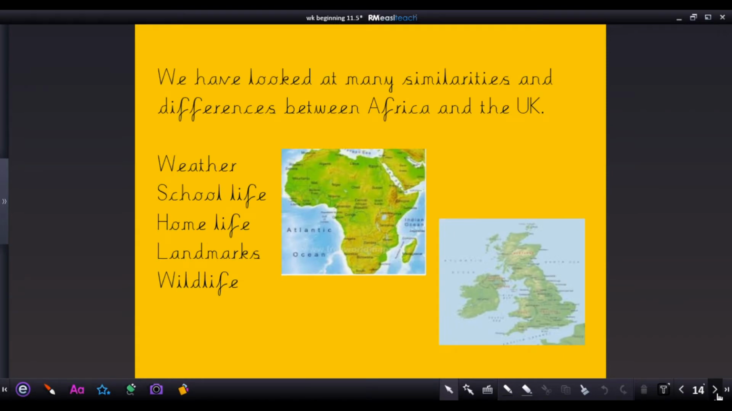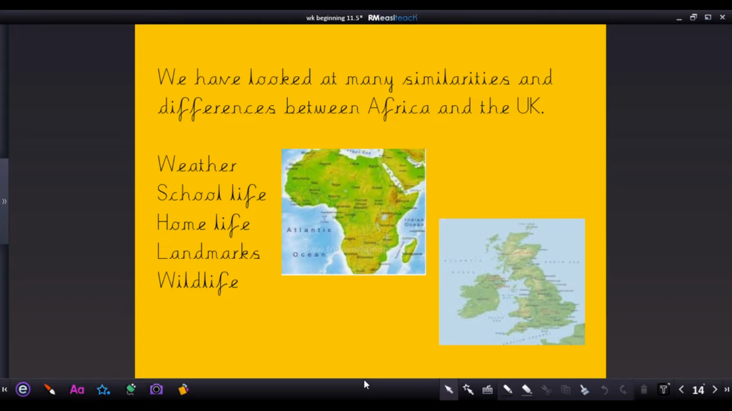We have looked at lots and lots of things that are similar, the same and different between Africa and the United Kingdom where we live. We have looked at the weather all week long. Last week we learned a little bit about their school life in Africa, in Kenya specifically, and what our school life is like. We've looked at what it's like to be at home at the village in Kenya and what it's like for us to be at home.